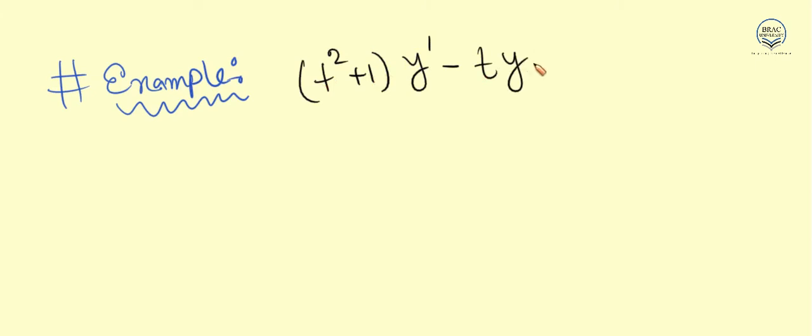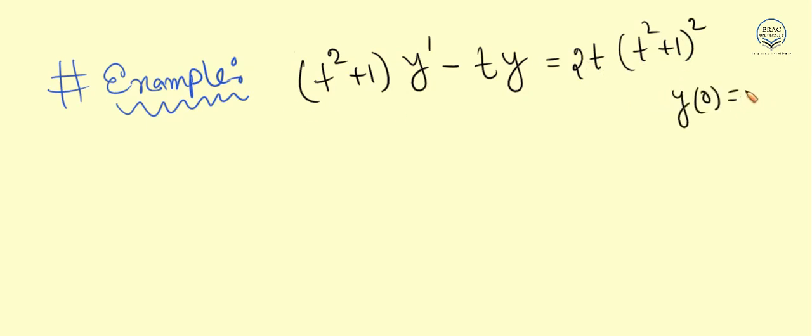So our first example, and obviously the only example that we're going to talk about today, will be of the form (t square plus 1) y prime minus ty is equal to 2t (t square plus 1) whole square. This is our equation, and there is some initial condition that when t equals to 0, y of 0 would be 2 by 3. So this is our equation over here, and this is the initial condition. Let's call it IC, that means initial condition. So how do we go on and solve this?